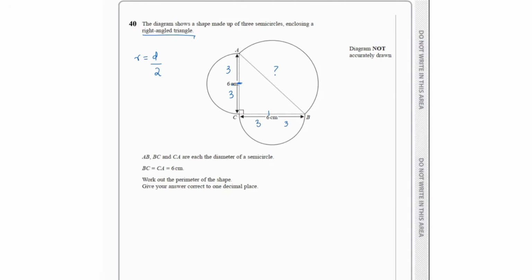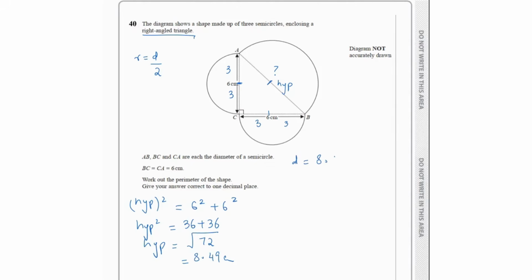Like I mentioned before, when you have lengths given in a right angle triangle and they want you to find the third length, we will always use Pythagoras. The diagonal is always your hypotenuse. So hypotenuse squared always equals the sum of the squares of the other 2 lengths. So that's going to be 36 plus 36, which is 72. And then we take the square root of 72, and that gives us 8.49. So this is your diameter of the bigger semicircle.